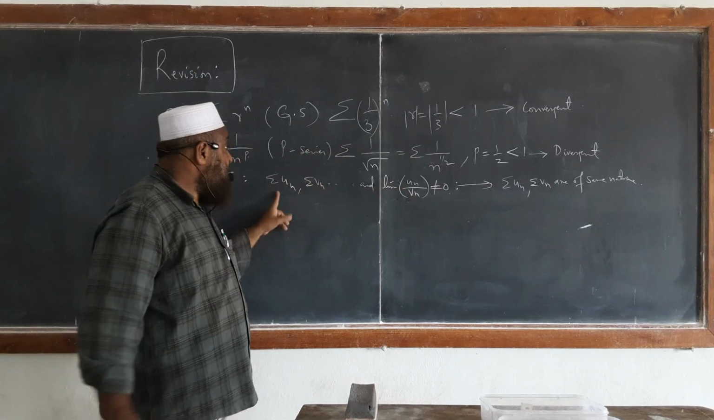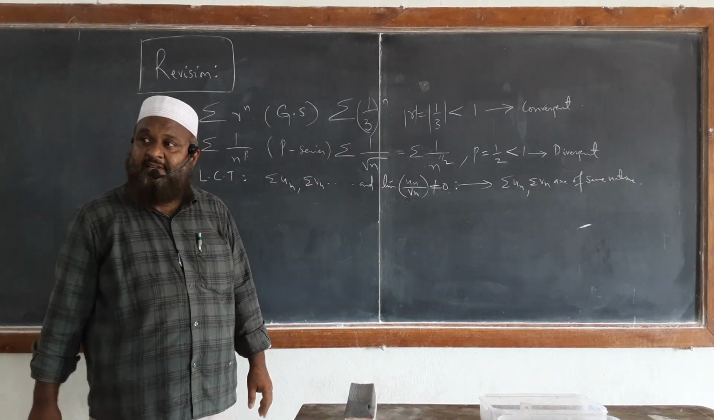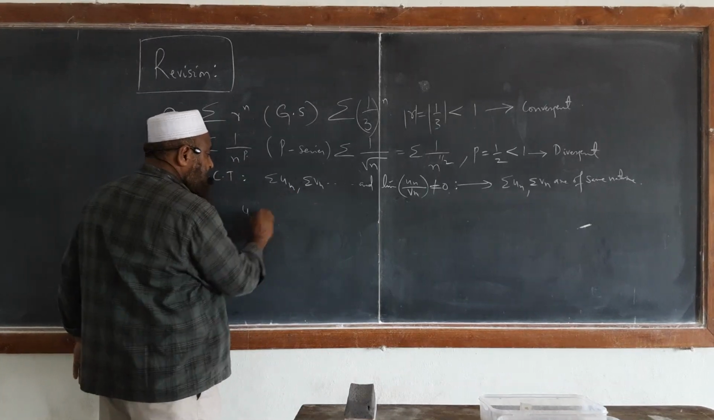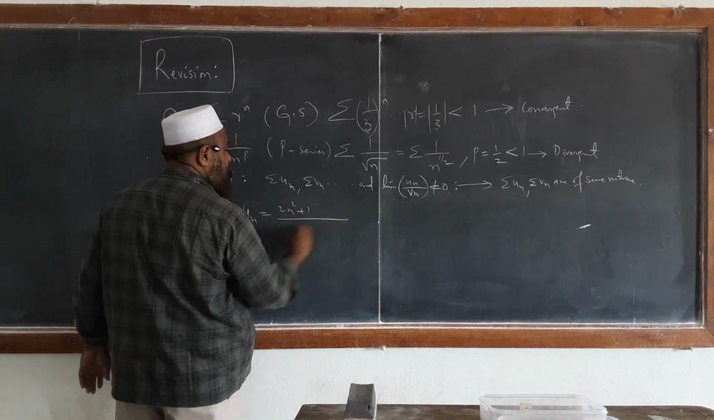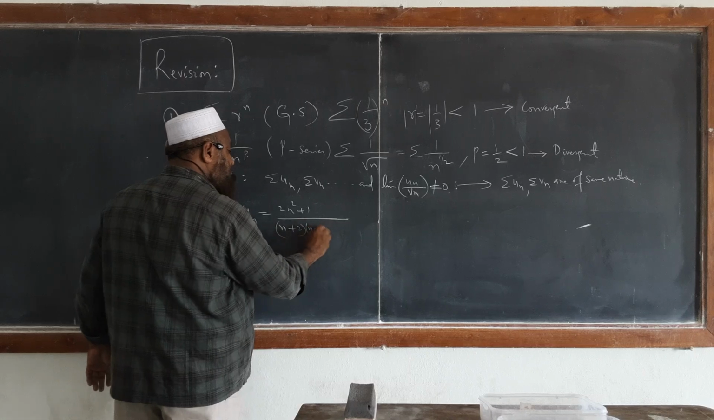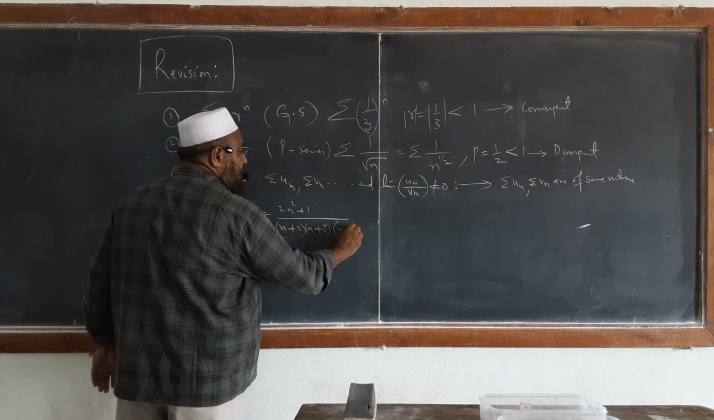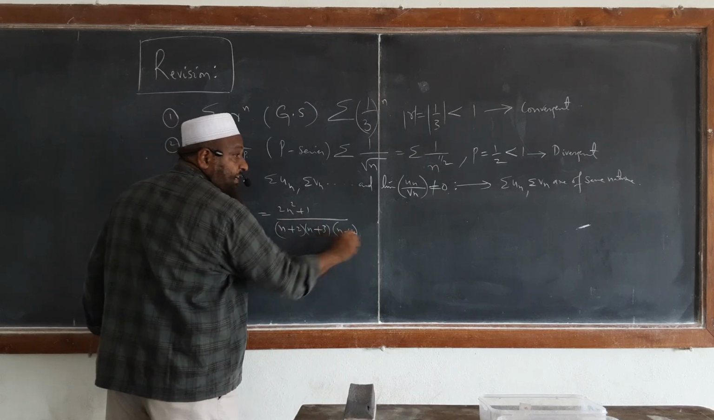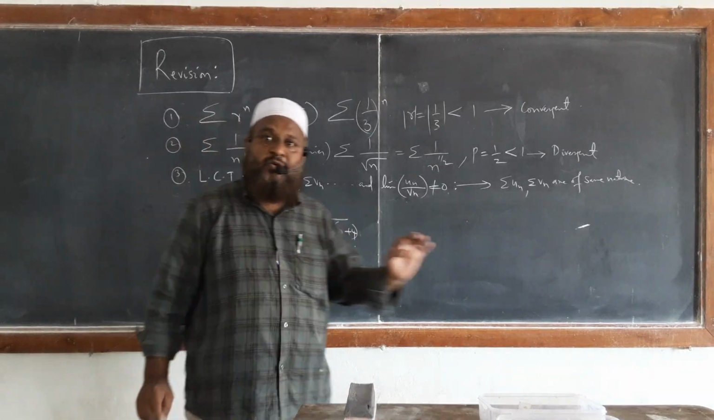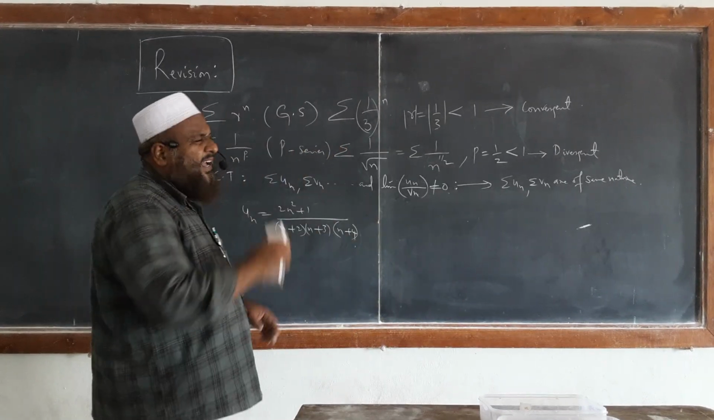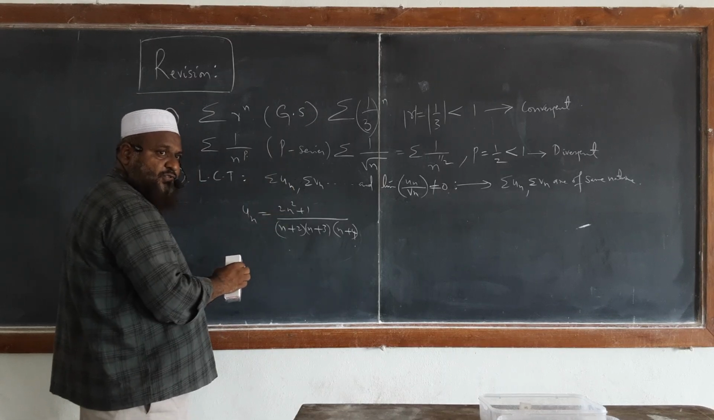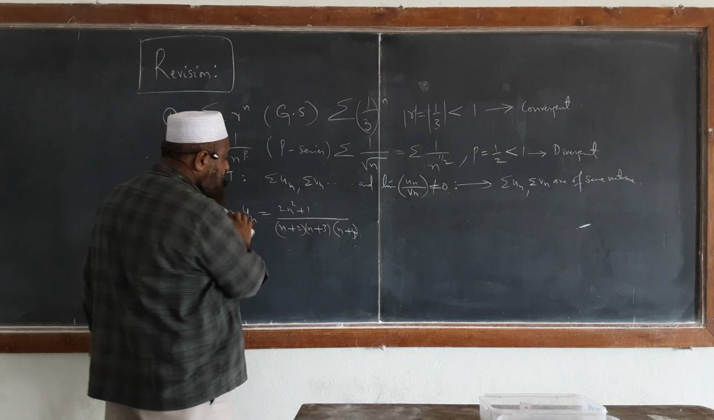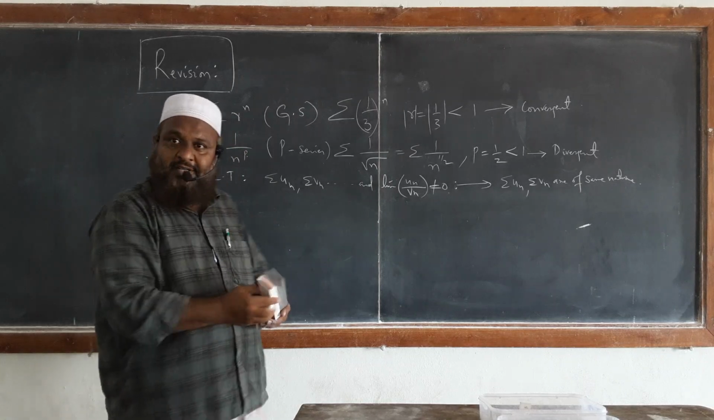Are you following? When should this limit comparison test be applied? When un is, for example, 2n square plus 1 by n plus 2 into n plus 3 into n plus 4. It is a polynomial, second degree polynomial. It is a third degree polynomial. Polynomial by polynomial. Then only you test this. Otherwise, in some other situations also it is useful, but better apply it surely in the case of polynomial by polynomial.